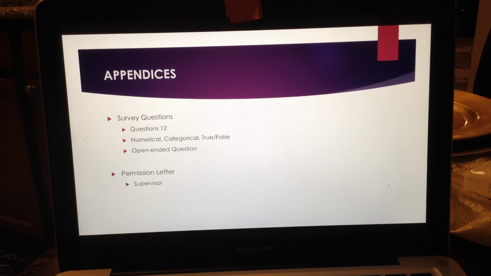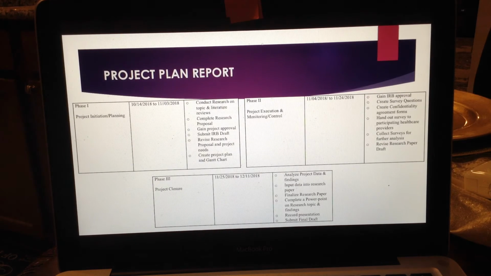My appendixes were my survey questions and permission letter, and then my project plan, which has phase 1, phase 2, and phase 3. Phase 1 is project initiation. Phase 2 is project execution and monitoring control. Phase 3 is project closure. In phase 1, I conducted research on the topic and a literature review. I completed my research proposal, gained project approval, submitted my IRB, revised my research proposal and project needs, and created a project plan and Gantt chart.